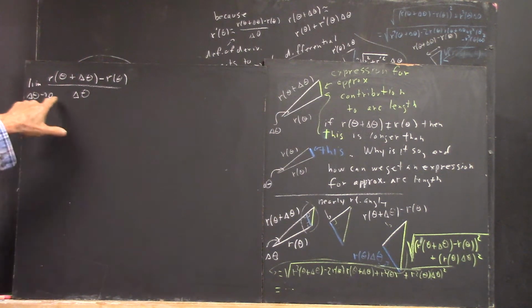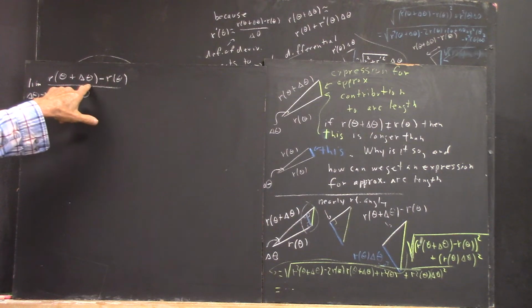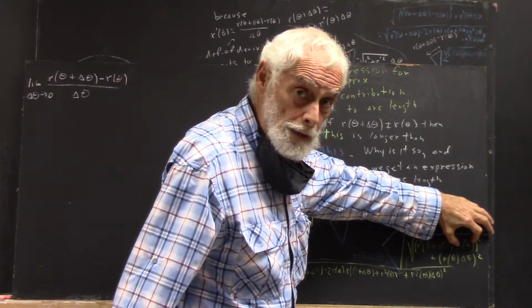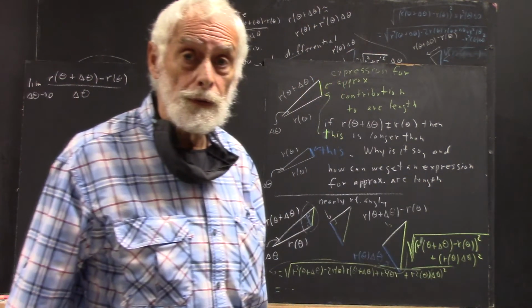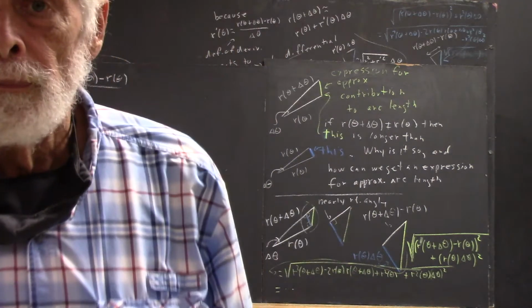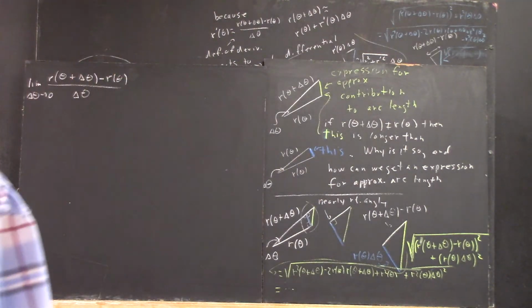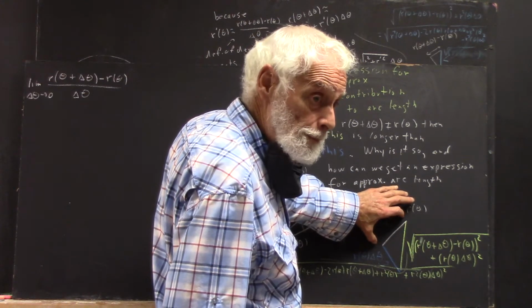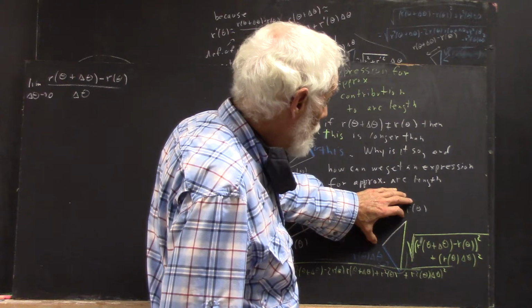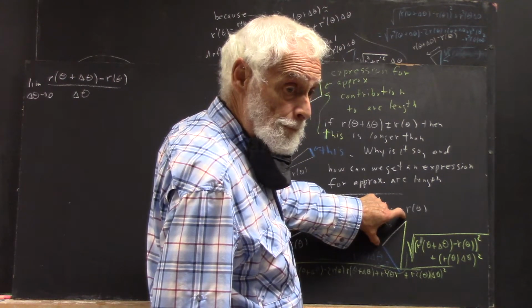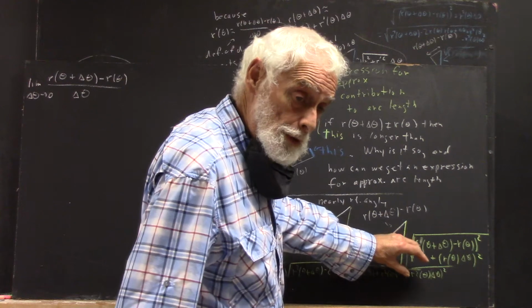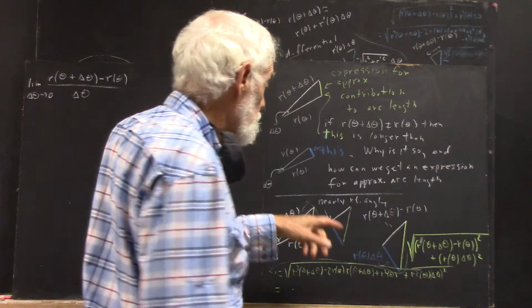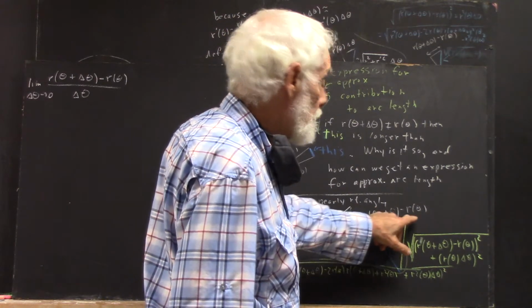Okay, what's the limit as delta theta goes to 0 of r of theta plus delta theta minus r of theta, which is, of course, the expression we see here. What's the limiting value of that expression as delta theta goes to 0, because that's going to be the expression for the length of this side, or the approximate expression for the length of this side. And that approximate expression is going to approach the exact expression as delta theta approaches 0. So we want to consider the limit involving this difference.